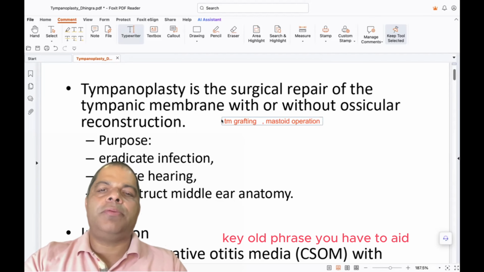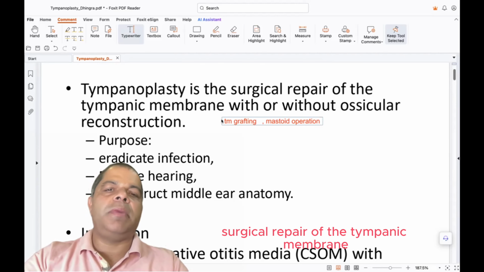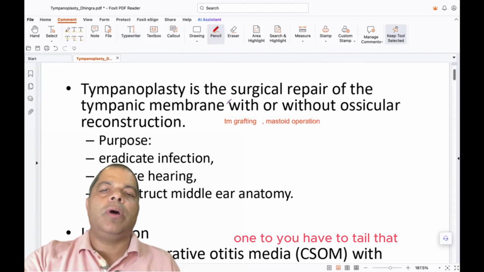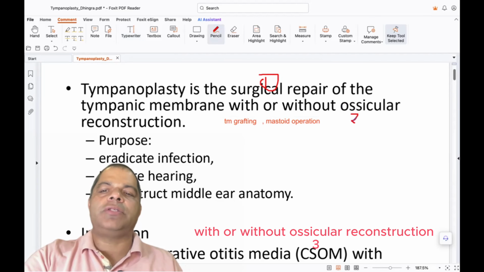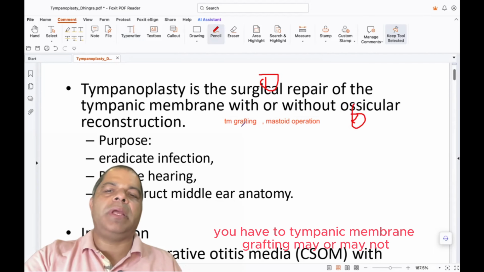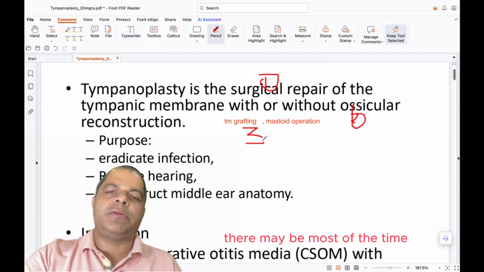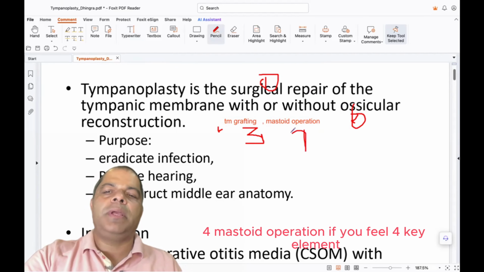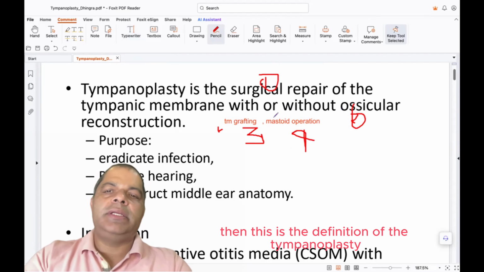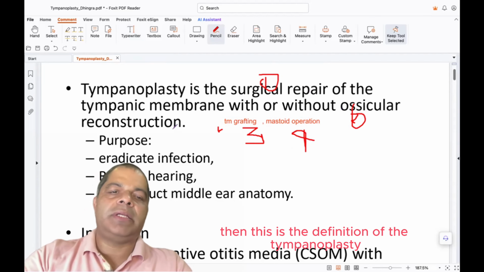So for keyword phrases, you have to add: one, surgical repair of the tympanic membrane; two, with or without ossicular reconstruction; three, tympanic membrane grafting may or may not be there, though most of the time there is tympanic membrane grafting; four, mastoid operation. If you fill these four key elements, then this is the definition of tympanoplasty.